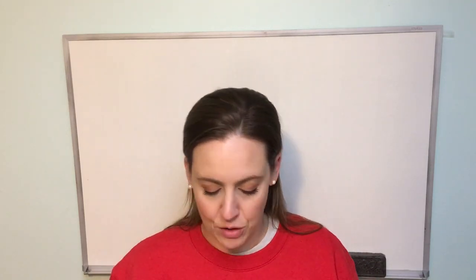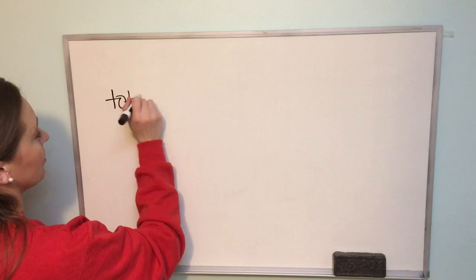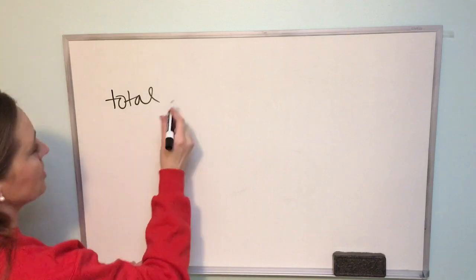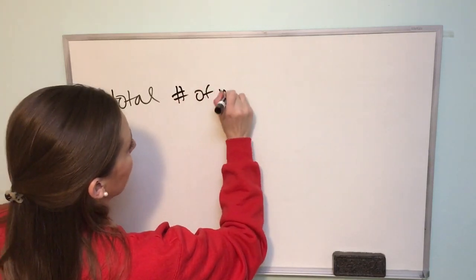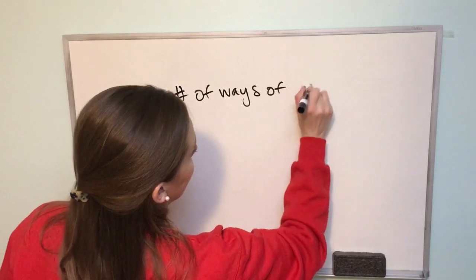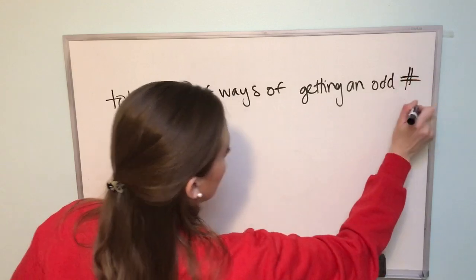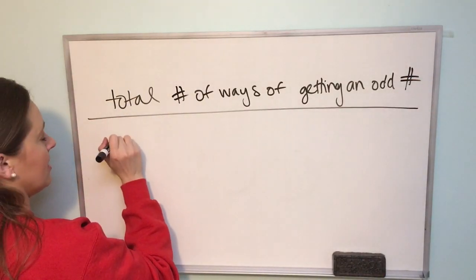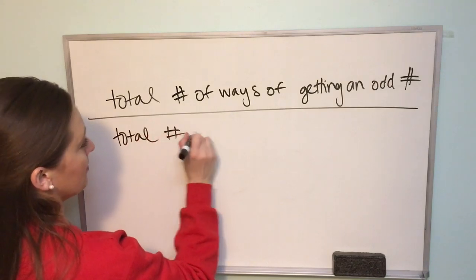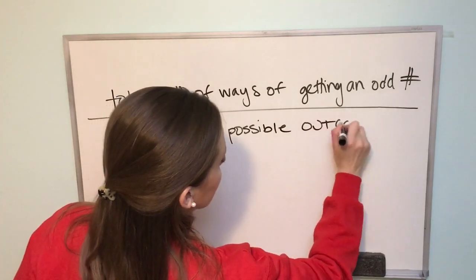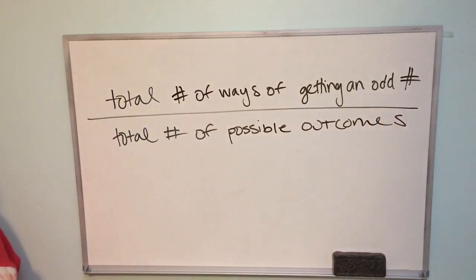So for the first one, we're talking about rolling a single die and getting an odd number. So the total number of ways of getting an odd number divided by the total number of possible outcomes. And I'm, of course, going to explain that. This is what we're doing when we're talking about theoretical probability.